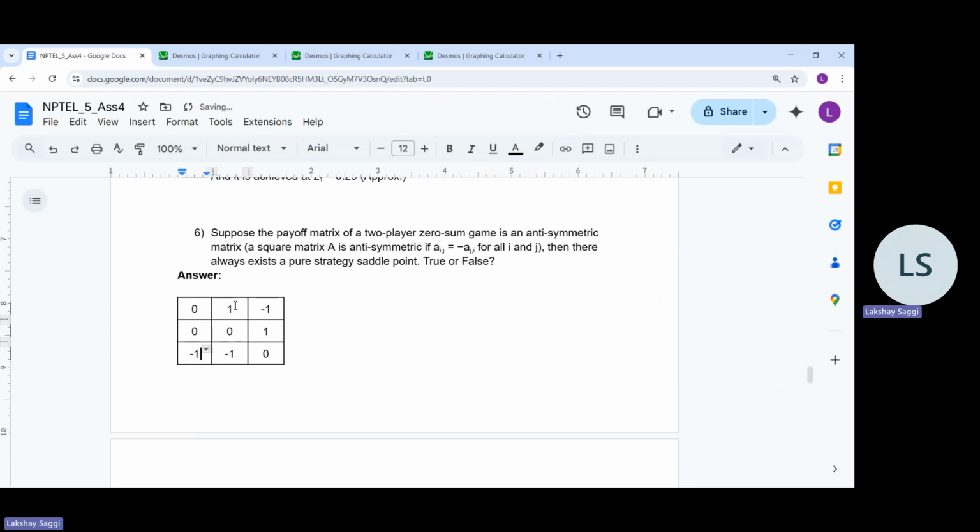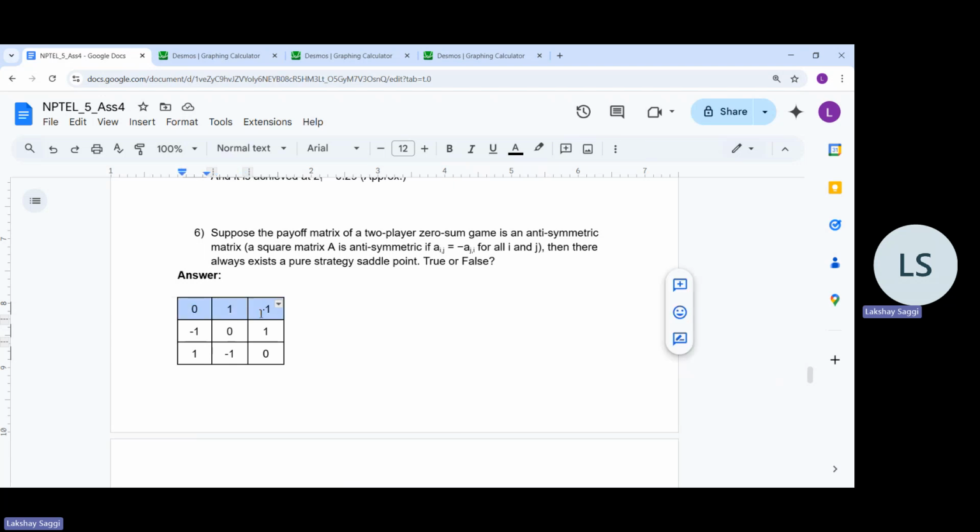So this is minus one, this will be one, and this will be minus one. So this is the matrix which we have right now. Actually, you can see that this is an antisymmetric matrix. And what I'm going to show is that in this matrix, there will not exist a pure strategy saddle point. And why is this the case? Maybe let's look at it from the perspective of the row player first. So we want to find out the min max kind of a thing.